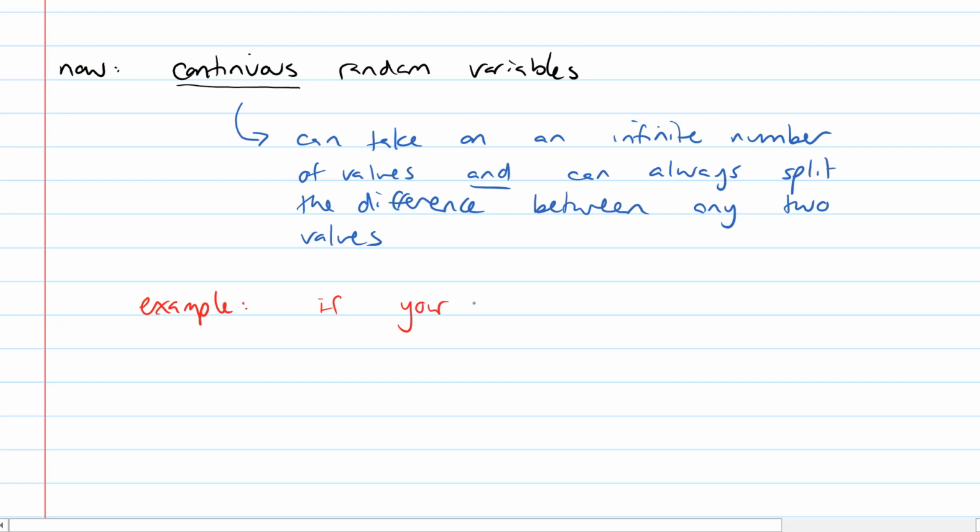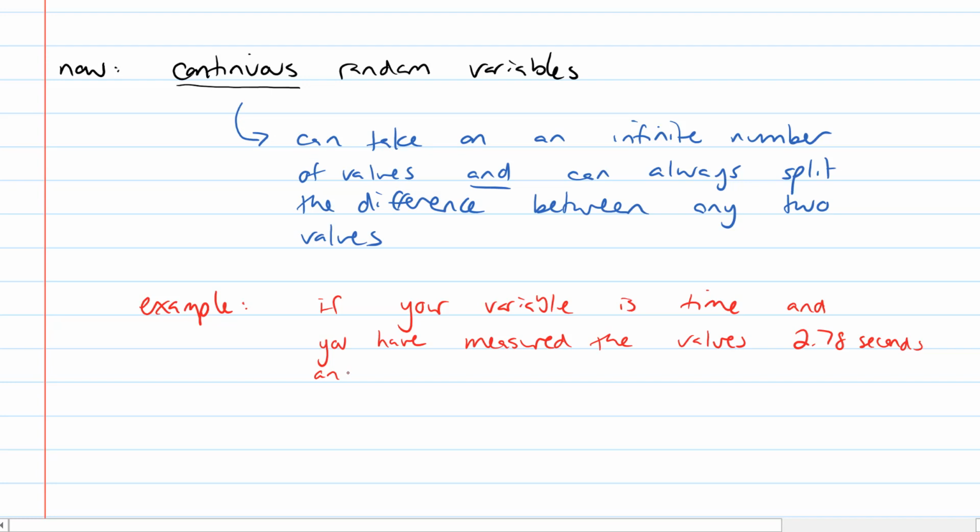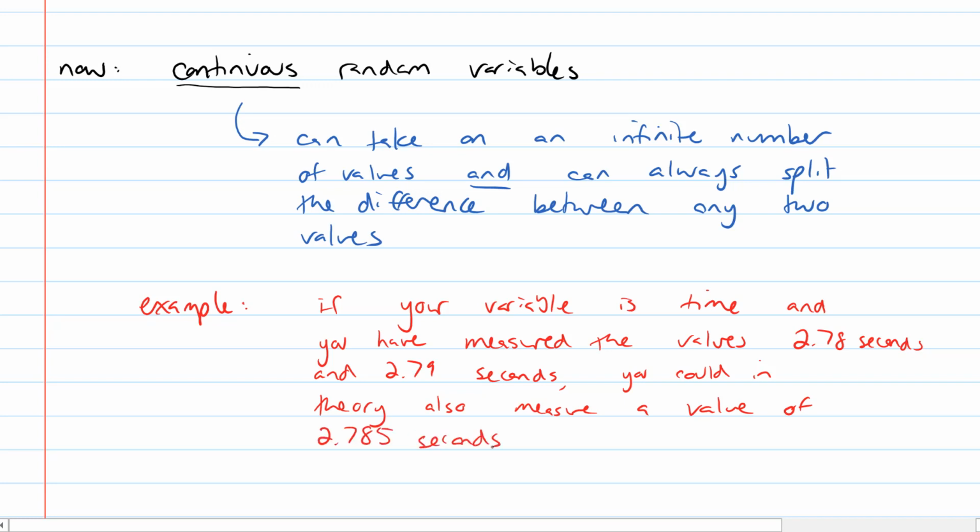If your variable is time, and you have measured the values 2.78 seconds and 2.79 seconds, you could, in theory, also measure a value of 2.785 seconds. So you're splitting the difference.